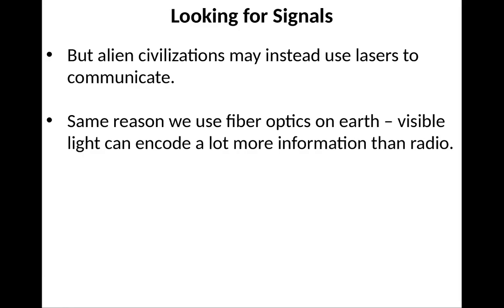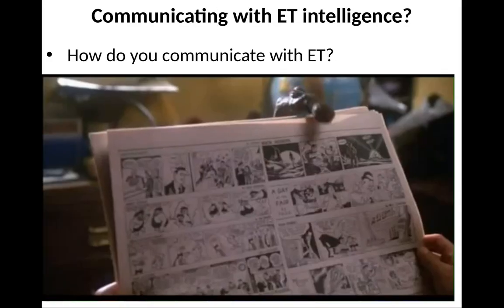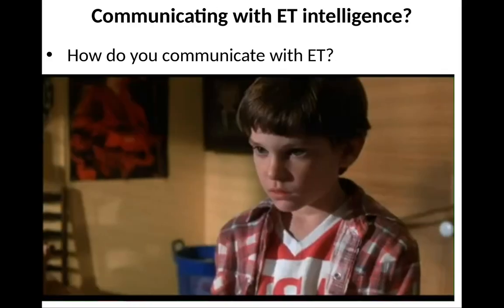To carry most of our signals on Earth, we actually use lasers, like fiber optics, right? But alien civilizations may use lasers directly to communicate. We can actually, in fact, do that on Earth, right? And the reason why is visible light can hold a lot more information than radio. And so there are a few searches on the way, basically looking for laser signals in the sky. It's optical SETI, right? It's done to piggyback on other observations.